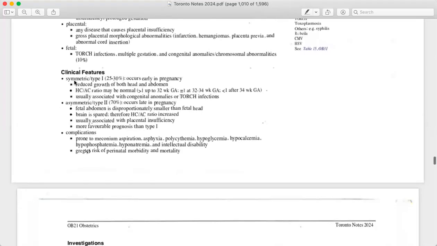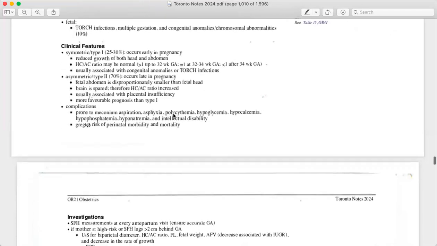What is the first thing? Symmetrical or asymmetrical? Symmetrical occurs early in the pregnancy and asymmetrical is late in the pregnancy. The most complicated one is symmetrical, early in the pregnancy, because organogenesis is happening at the start, right? So asymmetrical has a more favorable prognosis than the type 1. Why? Because organogenesis has already happened, so there is no problem with the organs. Only the body proportion is affected. So that's why asymmetrical has more chance of surviving than the symmetrical one. If they ask in the question which one has more survival chances, asymmetrical has more survival chances.